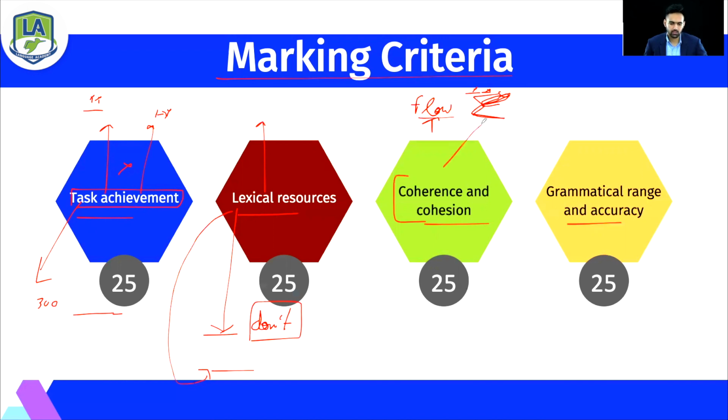How do you do this? Use connectors, use linkers, use pronouns, which I'll be showing you in a couple of minutes. For example, if you're talking about a person, for example, Johnny is a good boy. Don't just say Johnny is good, Johnny plays cricket. Just say Johnny is a good boy, he plays cricket, he also travels.